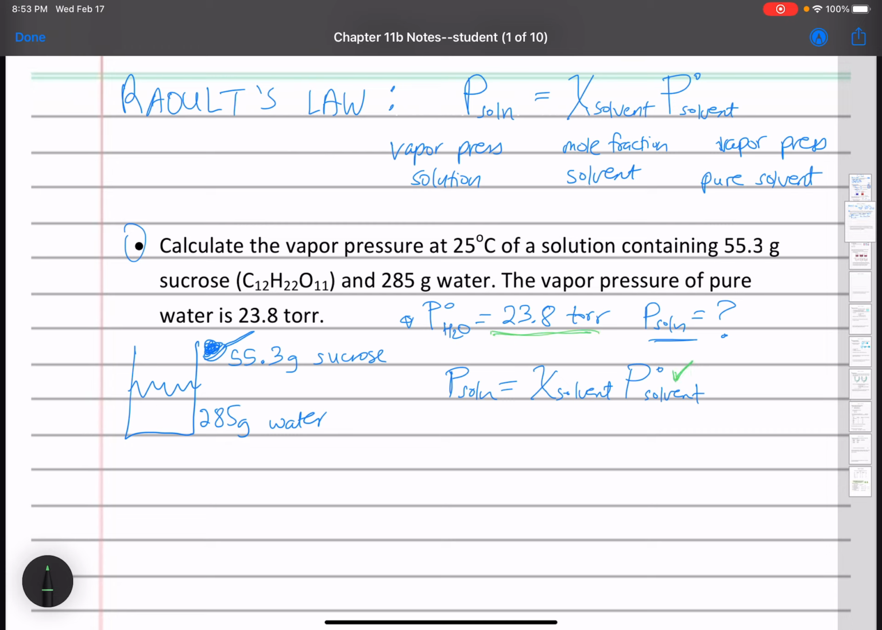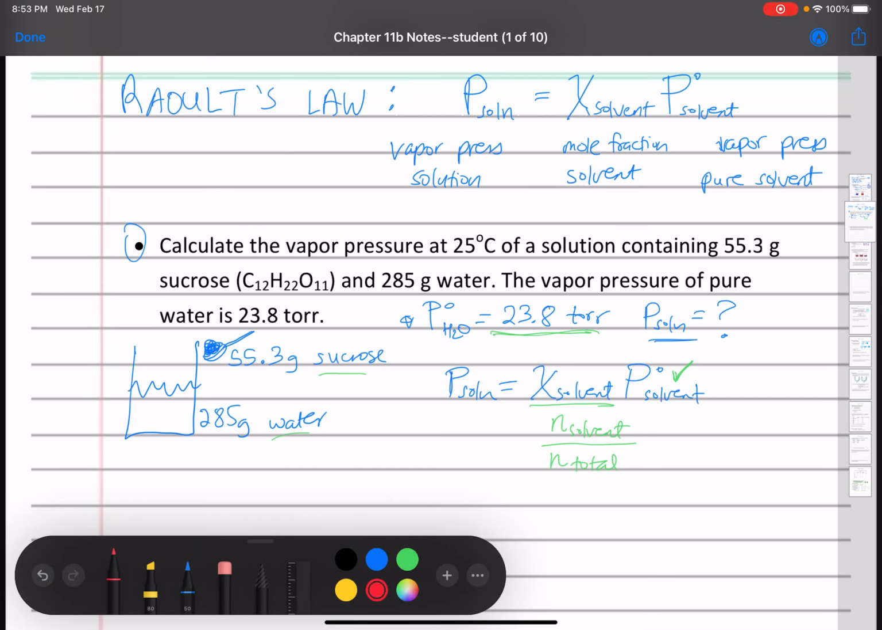All right, now I need this here, the mole fraction. And remember, mole fraction is going to be moles of solvent over total moles. So I need to know how many moles I have. They didn't give me moles, they gave me grams, but they also gave me the identity, so I can calculate the moles of each of these things. And that's what I'm going to do next.